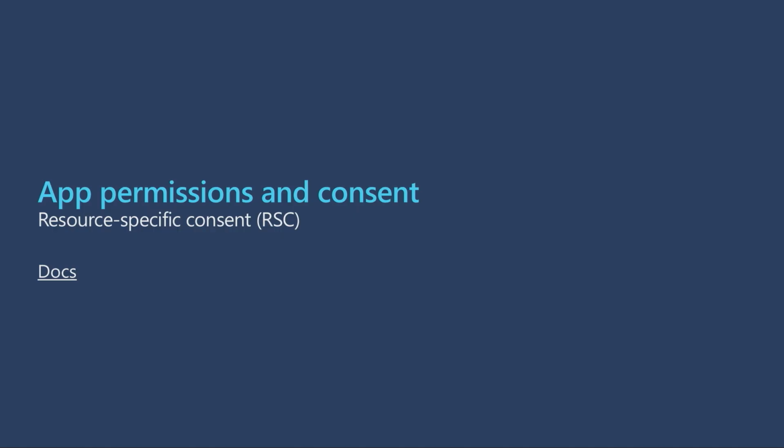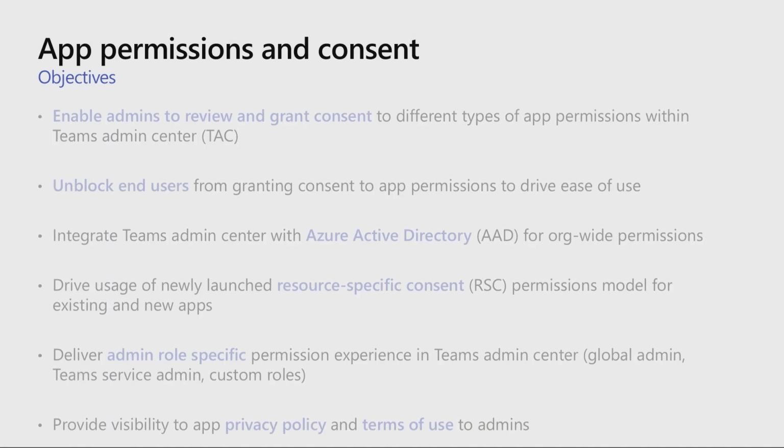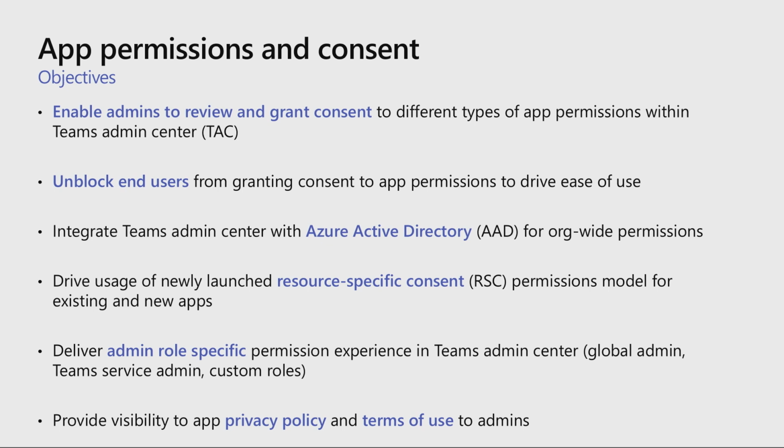Now let's talk about the new feature for app permissions and consent, and also about the resource-specific consent permissions model. The objective of this feature is to enable admins to review all the app permissions and easily grant consent to those permissions based on their organization's needs, which ultimately would unblock end users. In some cases end users are blocked; they are not able to proceed if the app is asking for permissions and they don't have any way to grant consent. But with this feature, our end users would get unblocked.